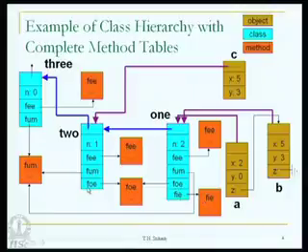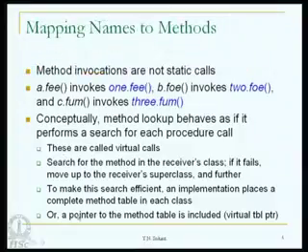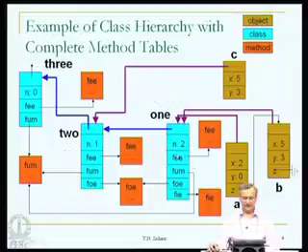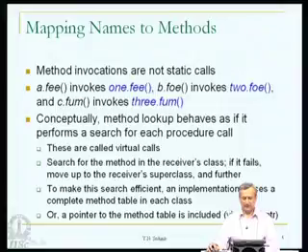So, something similar in 2 also. Phi is locally redefined, fum is inherited and 4 is a new one. And within 3, phi and fum are both locally defined new methods. Or a pointer to the method table is included. So, this is called a virtual table pointer. So, instead of keeping this entire table inside the class, it is possible to have a table outside and a pointer replacing this entire table. So, then I go to that table which is outside, and then call this particular method. So, that is called a virtual table pointer.